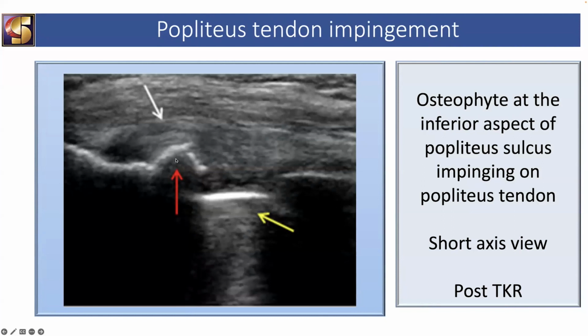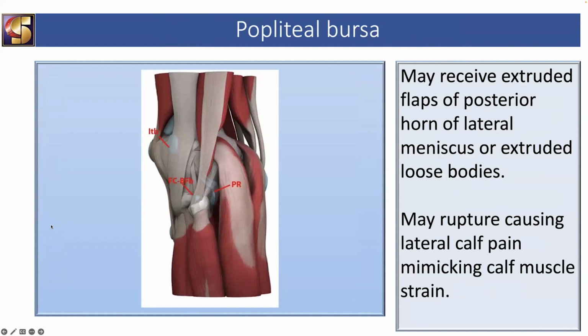So this I have taken from the AOM journal. Osteophyte at the inferior aspect of the popliteus sulcus can also impinge on the popliteus tendon in the short axis view. I have not seen such a case, but this is a possibility for the lateral knee pain in post-TKR status. So this is also very under-evaluated, that is the popliteal bursa.